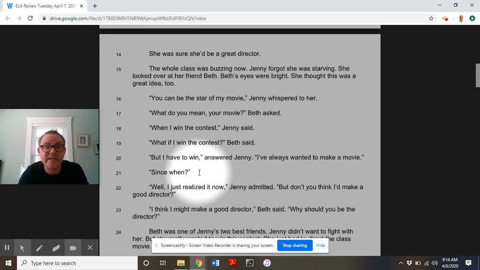So, "since when" doesn't even have a speaker tag. Now, that's not a computer mistake. That's not a Mr. Scott mistake. That's not an author mistake. When the author was writing this, they really wanted to make sure that the characters were talking back and forth to each other.